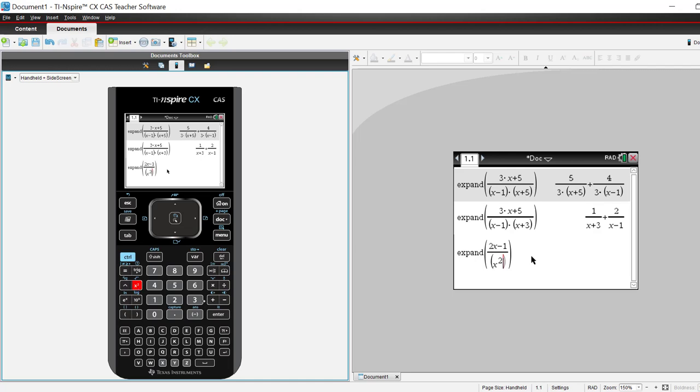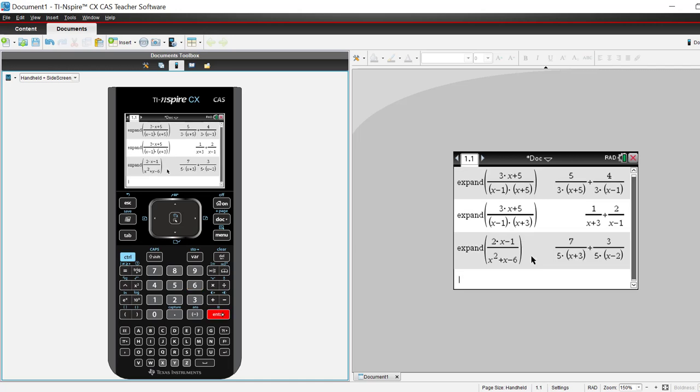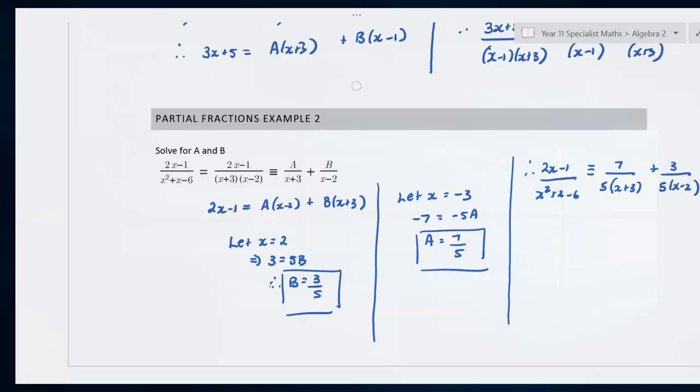x squared plus x minus 6. Okay, yes, you can factorise, of course. Okay, press enter. Is that what I got? Was that correct? 3x on x minus 2 plus 7. I'm on YouTube here, I don't want to make a mistake. Okay, believe me, I make plenty of them.